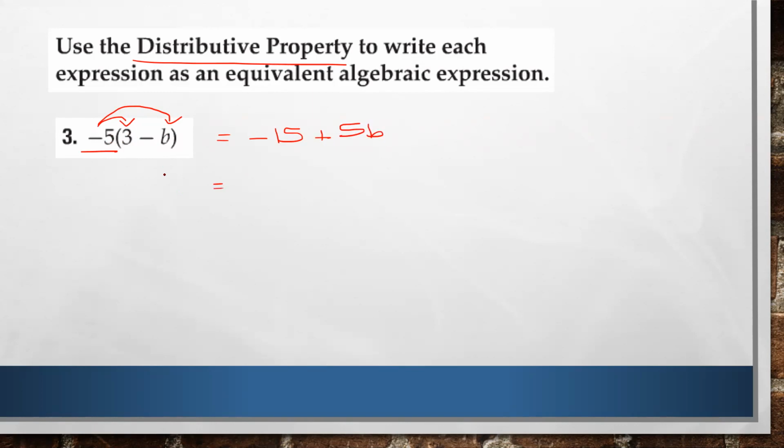If you would have multiplied negative 5 times 3 and got negative 15, and then you would have put minus, and then negative 5 times b is negative 5b, you would have ended up with something like this, which you can simplify, okay? Remember, when you are subtracting, you add the opposite, okay? So this would become negative 15 plus positive 5b. So either way, you get the same simplified solution there, okay?